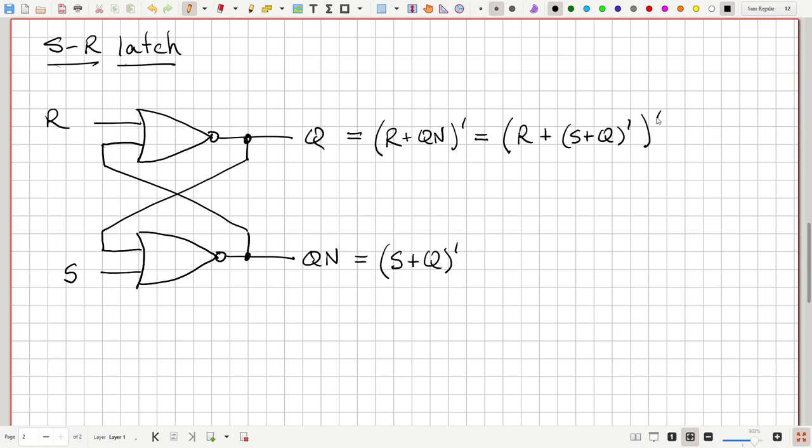So you now see the quirky thing about feedback. Here's Q, and it's a function of Q. The output variable is a function of itself. We haven't come across that yet. That's the key to the operation of this latch that makes it a bistable system. Let's do the same thing for QN down here. This is the NOR operation on inputs S and Q. But Q is also a NOR of R and QN. So again, QN is also a function of QN.